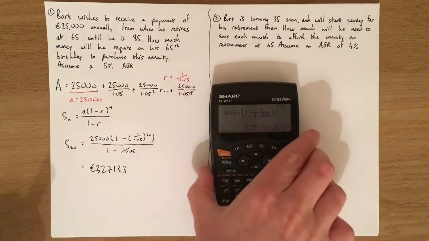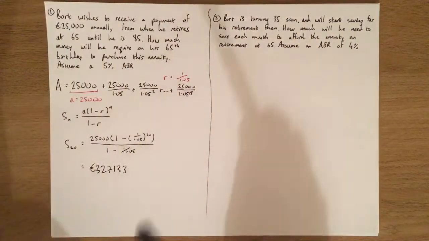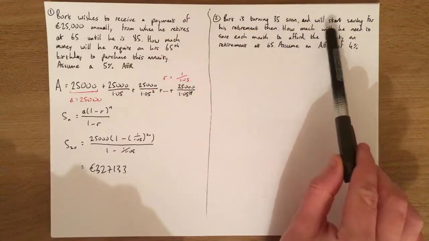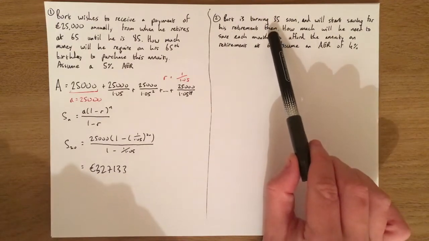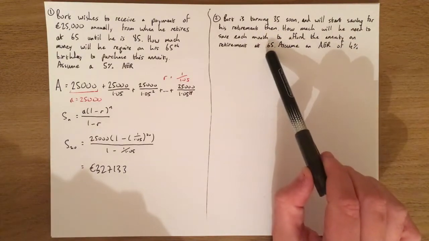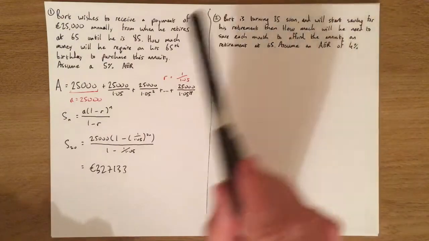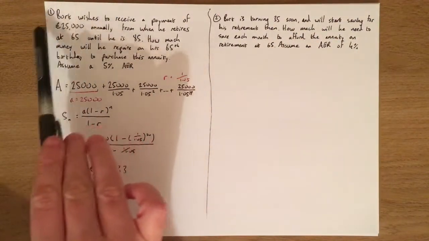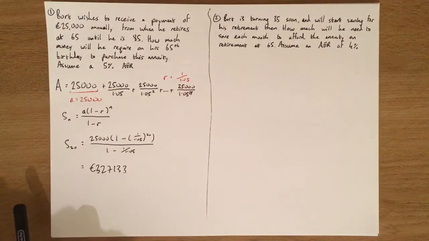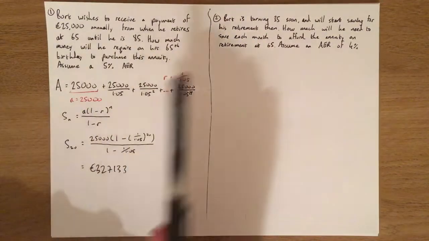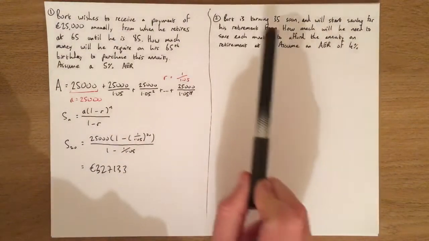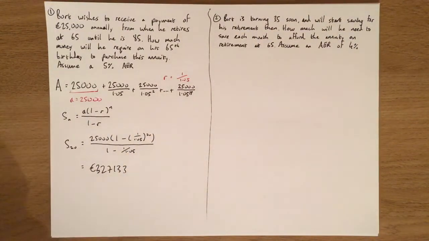Okay. Now, the second part of the question. So this is about when he hits retirement. So he's turning 35 soon and will start saving for his retirement when he hits 35. How much will he need to save each month to afford the annuity on retirement at 65, assuming AER of 4%? So if he wants to buy this annuity paying out 25,000 a year for 20 years, he's going to need €327,133 when he hits 65. So I'm trying to figure out between 35 and 65, how much is he going to need to put away every month so he'll afford this when he hits 65.